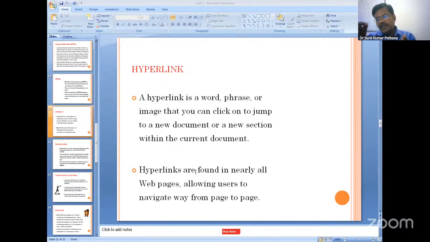It means if we click, within seconds, within milliseconds, we will get a new web page. That is the speed. That is why we call them hyperlinks: you get the information at hyper speed.